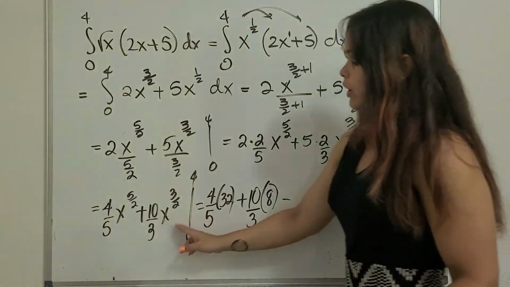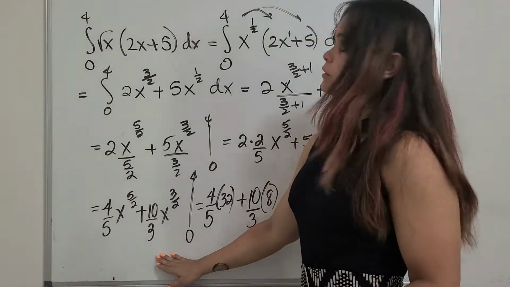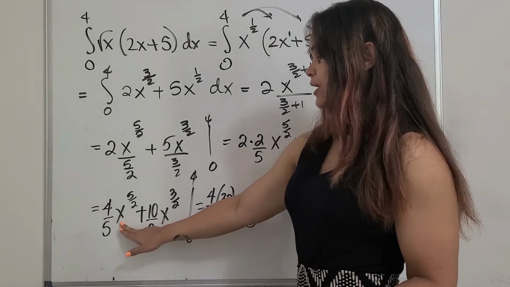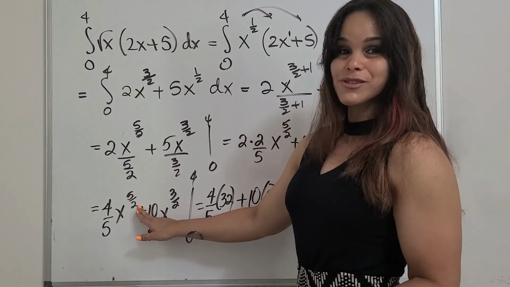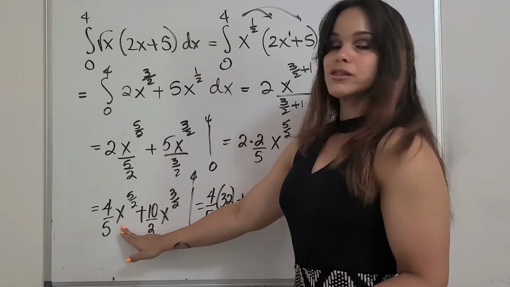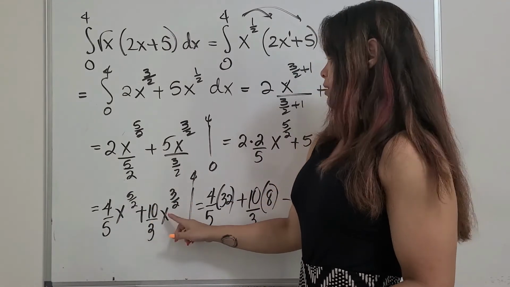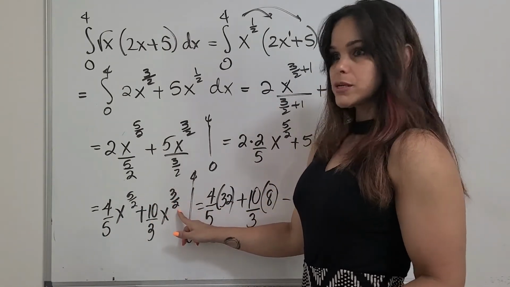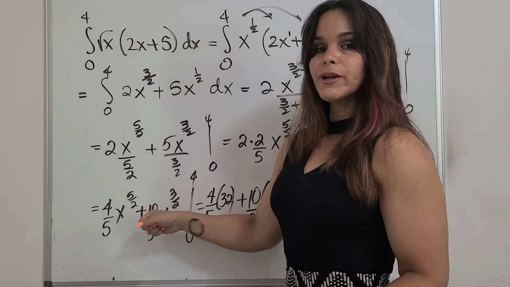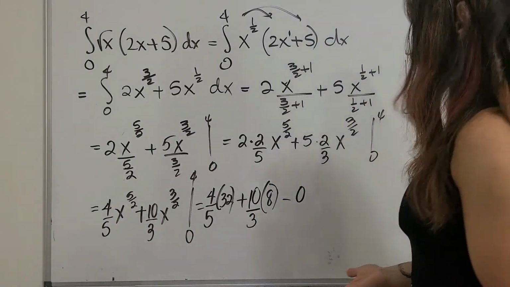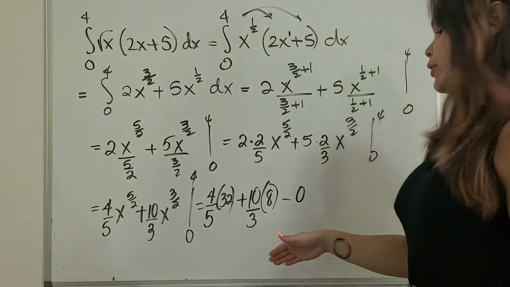So I'm going to evaluate here the 0, but the comfortable thing about 0 is that 0 raised to any number different from 0 and non-negative is going to be 0. So 0 to the 5/2 is going to be 0. 0 to the 3/2 is going to be 0. So the whole expression is going to be 0. So I'm just subtracting 0 here. I don't even have to write it. And just continue simplifying here, okay?